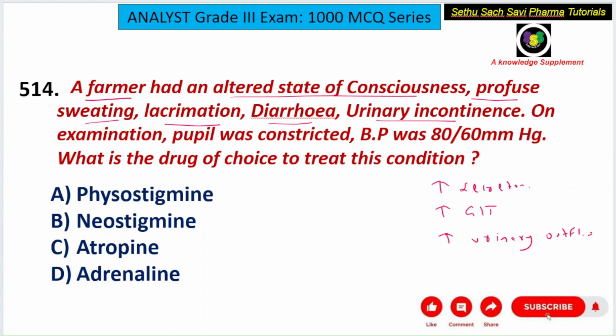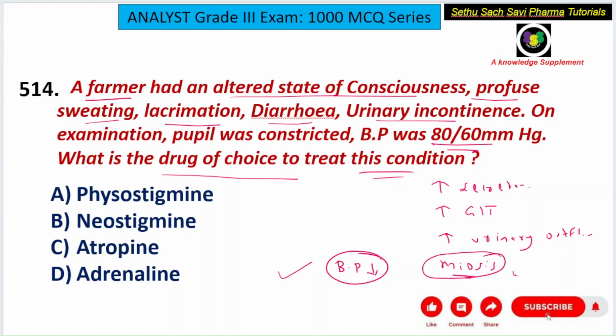Now, on examination, the pupil was constricted. That means miosis is shown. And BP was 80 by 60. Is it normal? No, BP is low, right? Now, what is the drug of choice to treat this condition? First you need to identify what condition that is. You can see that the BP is low, there is a constriction of the pupil, that is miosis, and all the secretions are increased.